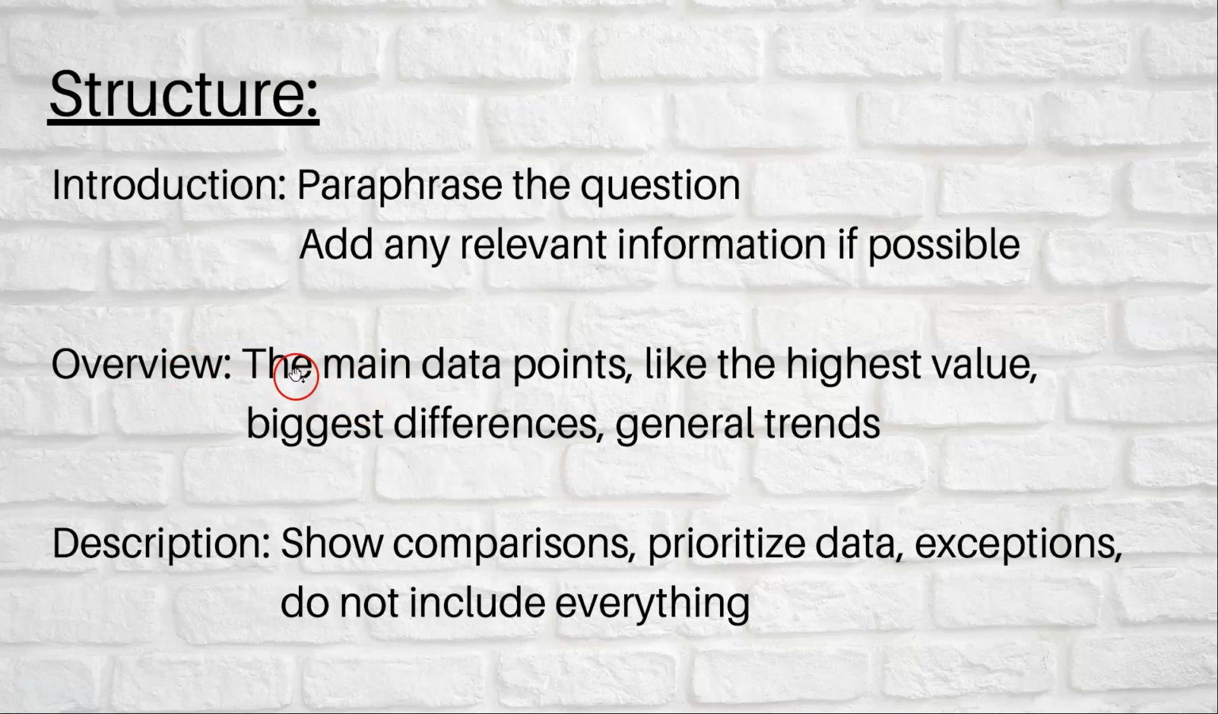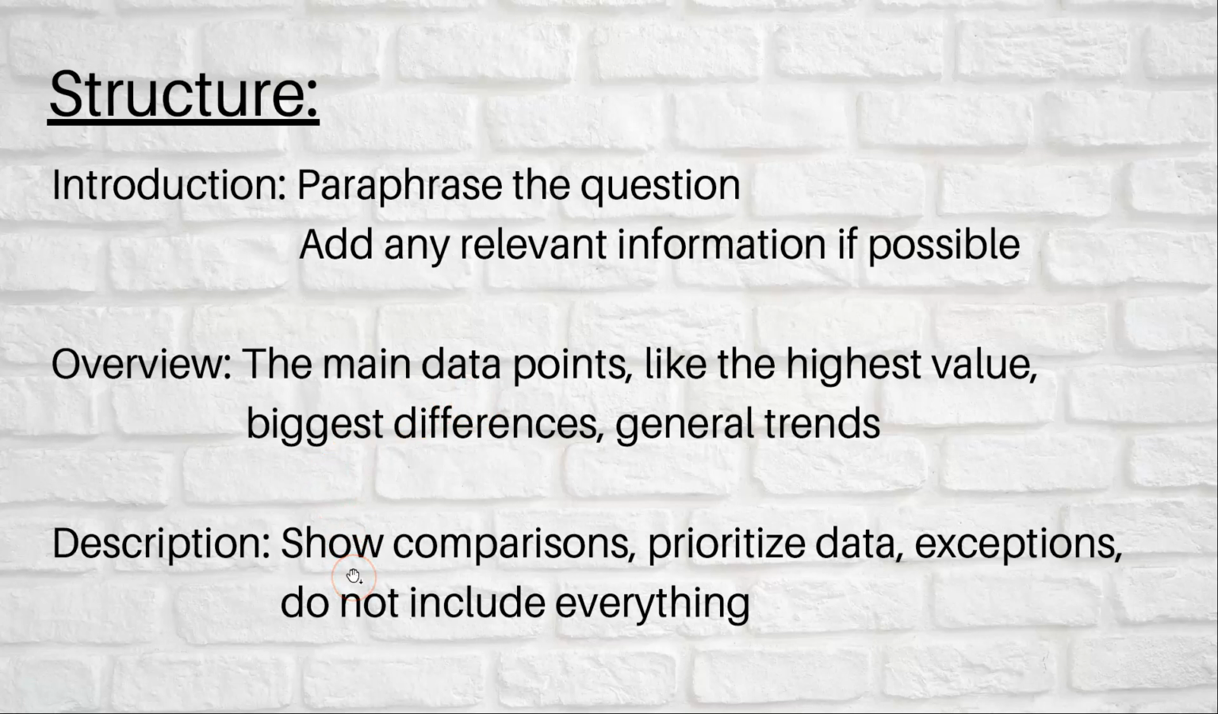So what does the overview include? It includes the main data points, like the highest value. What is the highest point of data in the question that they have given you? What are the biggest differences and what are the general trends? So just the essential information should be included in the overview, like what is the main thing happening in the question, what are the major changes, what is the most important thing that you are able to see in the question. Only those things should be included in the overview.